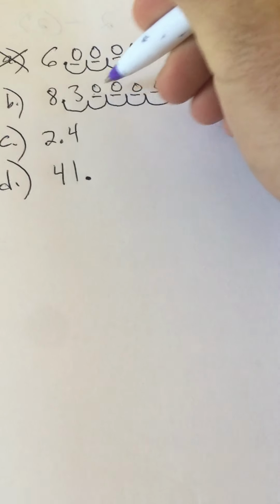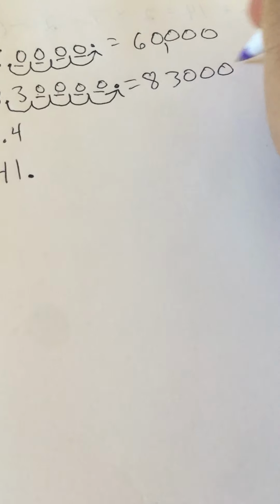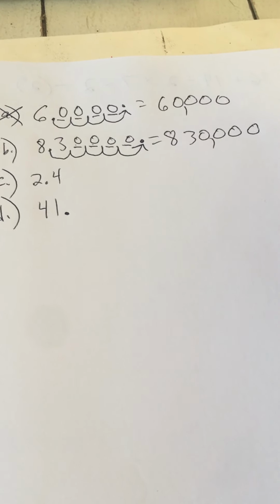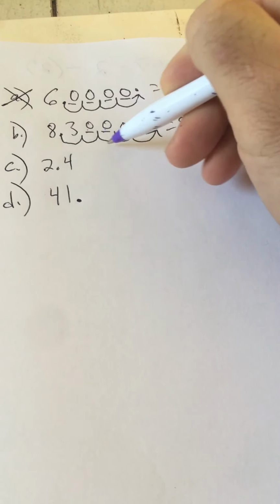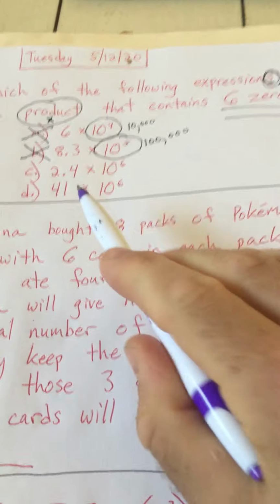And you can see that there are only 4 zeros in that product. It's 830,000. Okay, so you count the spaces we moved it. We moved 5 spaces, so we moved it 1 there and then 4 more, which gives us 4 zeros. So B is incorrect. We need to have one that has 6 zeros.